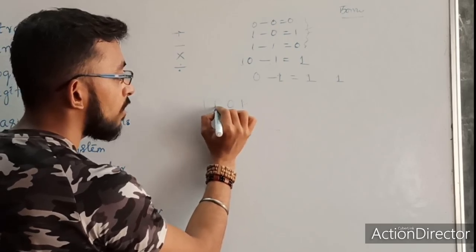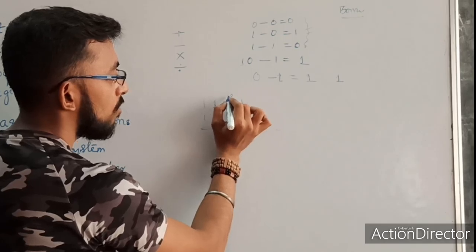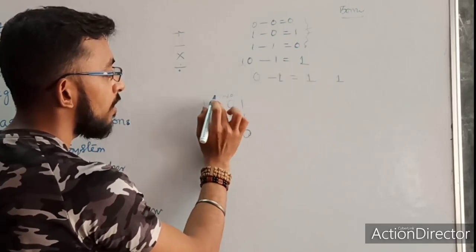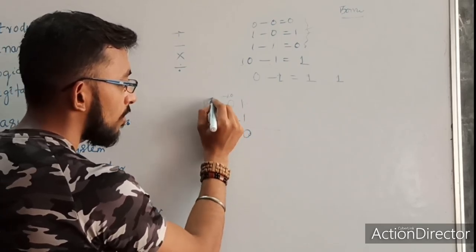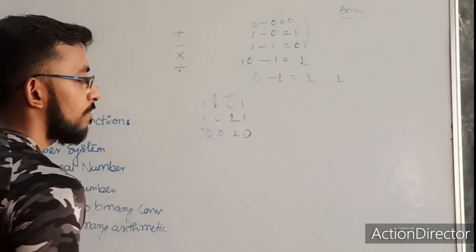So what we can do, we have to take a borrow from this nearing digit. So it will come over here, it will become 1 0. So 1 0 minus 1, which is nothing but 1. Since that 1 left from over here, what is left? That is 0, which is nothing but 0 minus 0. Now it is 0, 0 minus 0 is 0, and 1 minus 1 is 0.